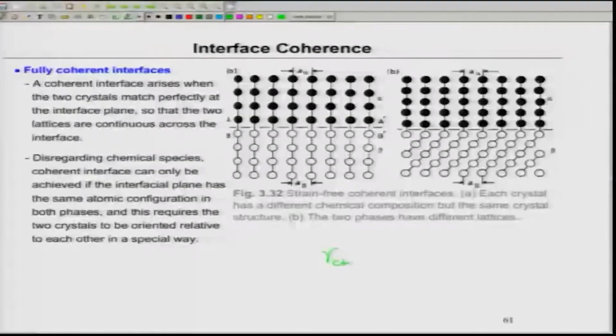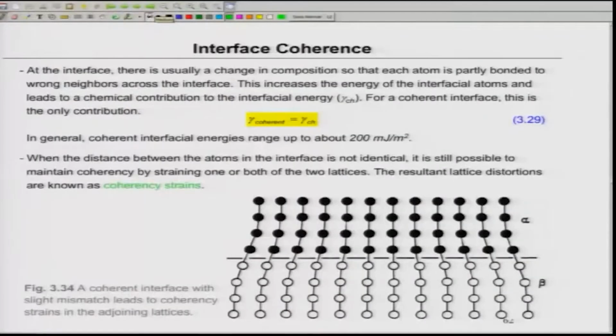Well, let me see what is next there. Let us complete this part, then we can move on to the next class about the incoherent, coherent and semi-coherent interfaces. At the interface, there is usually a change in composition, as I told you just now, because atoms are changing from the white to the black, and therefore the energy is only chemical. Energies of these boundaries are normally at most up to 200 millijoules; it can vary from 10 to 200 millijoules per meter square.